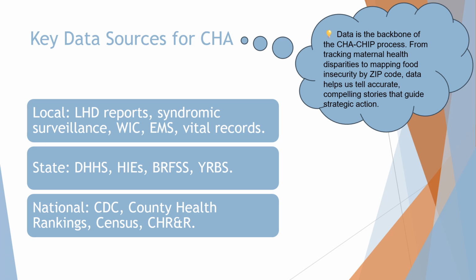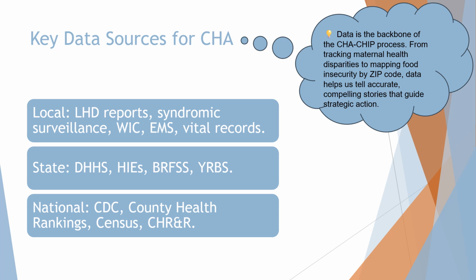BRFSS, or the Behavioral Risk Factor Surveillance System, has information about adult health behaviors. YRBS, or the Youth Risk Behavior Survey, has similar information for school-age populations. Census and American Community Survey data cover demographic and social determinants like income, housing, and education. Hospital discharge data has ICD codes for chronic disease, behavioral health, and injury. And then there are other data sources like WIC, Head Start, food banks, housing coalitions, and schools. These might help you fill some critical gaps and highlight equity issues that national data sources may miss.